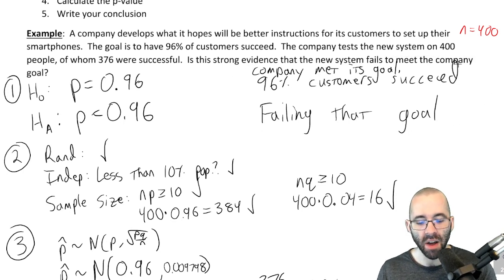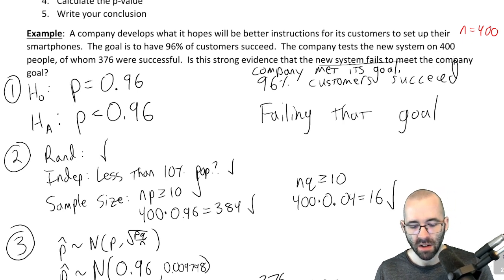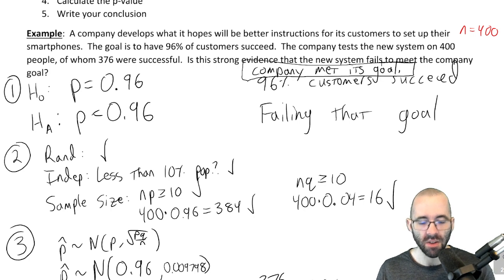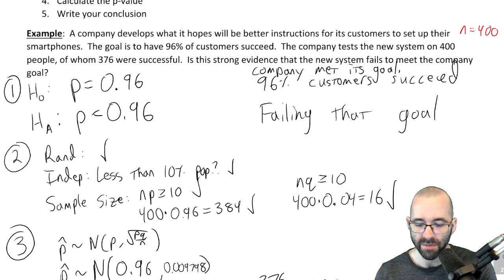It really depends on how good your null hypothesis was. If you wrote your null hypothesis really clearly, and I was kind of lazy with this one, this really is a null hypothesis that's going to make this easy to write. The null hypothesis is that the company met its goal. Then it's easy to either reject it or not reject it.